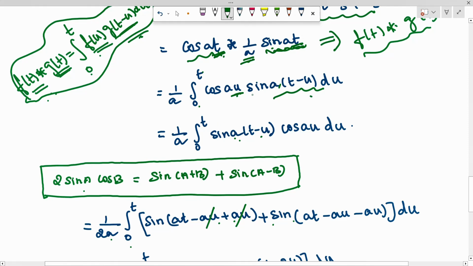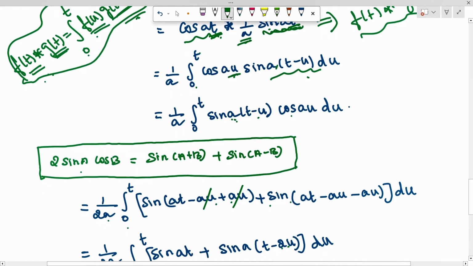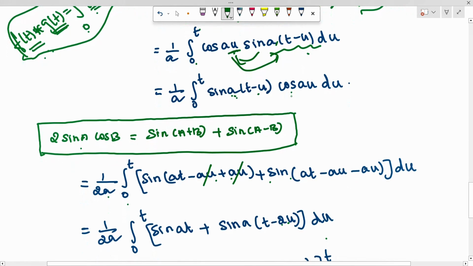Right, here first term is the sin term, and the second term is the cos term, because we are going to apply the sin a cos b formula. That's why we are writing in this form: 1 by a integral 0 to t sin of a into t minus u is the first term, into cos of au is the second term, into du. For our convenient purpose only, we wrote it in this form. Now we are going to integrate with respect to u, but we can't integrate directly. With the help of the 2 sin a cos b formula, we can integrate easily.